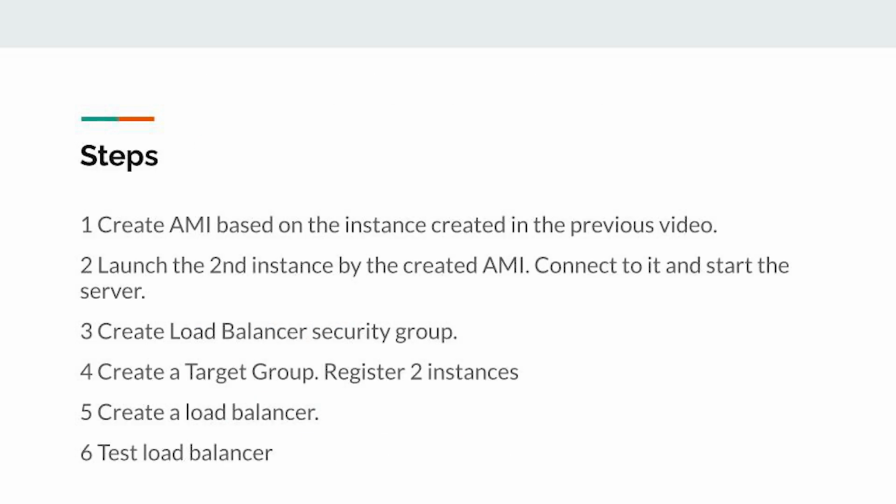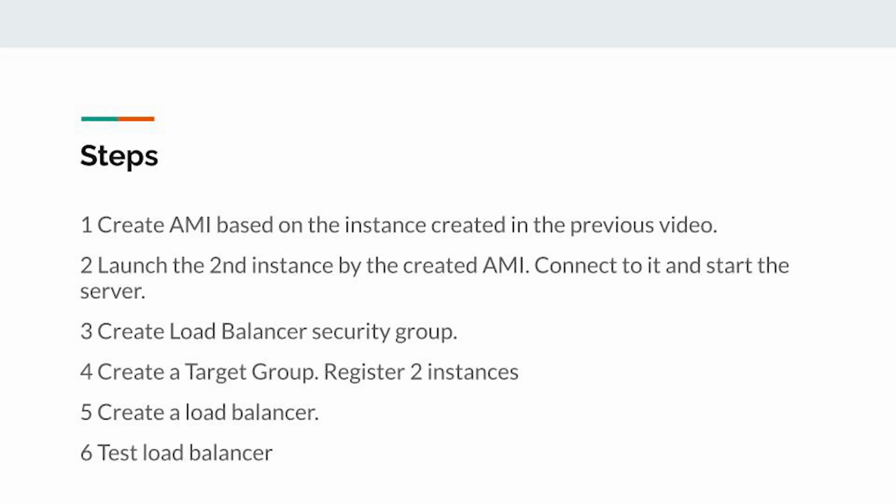When configuring the system, we are going to follow these steps. Step 1. Creating an AMI based on the instance created in the previous video. Step 2. Launching the second instance from the created AMI, then connecting to it and starting the server. Step 3. Creating the load balancer security group. Step 4. Creating a target group, then registering the two instances. Step 5. Creating a load balancer. Step 6. Testing the load balancer.